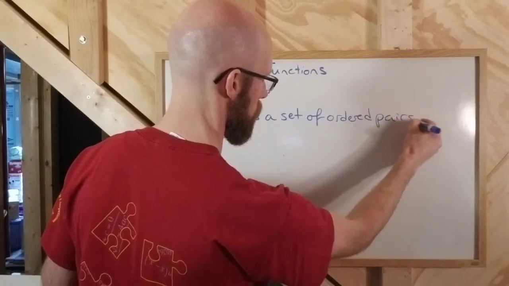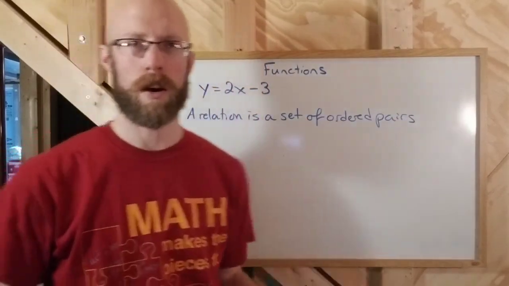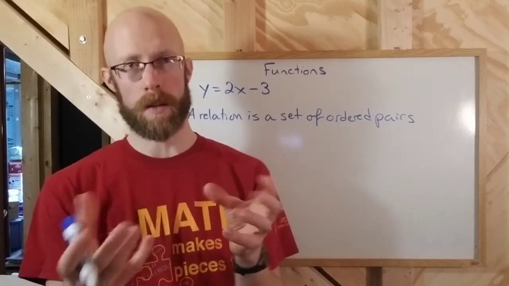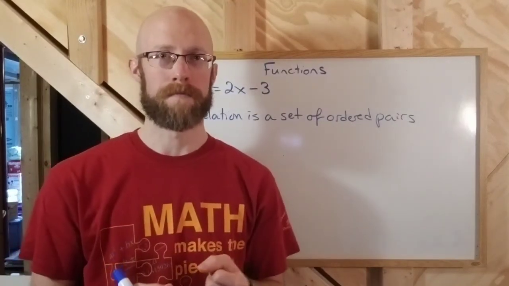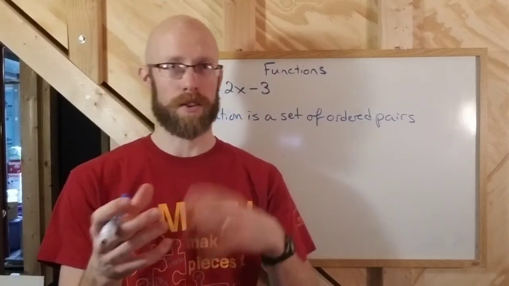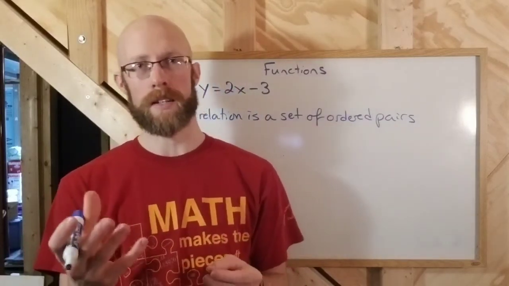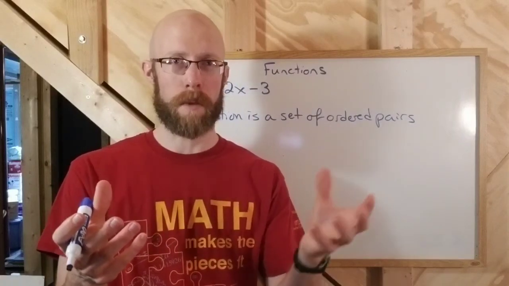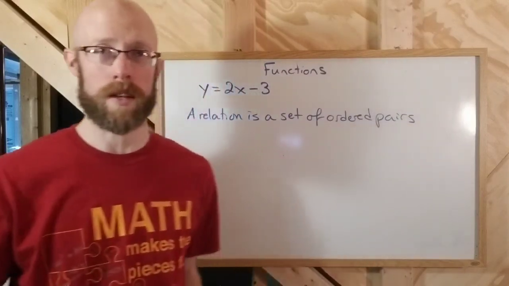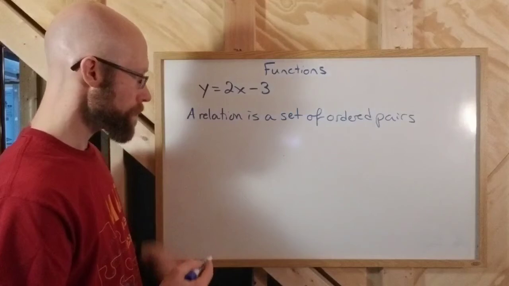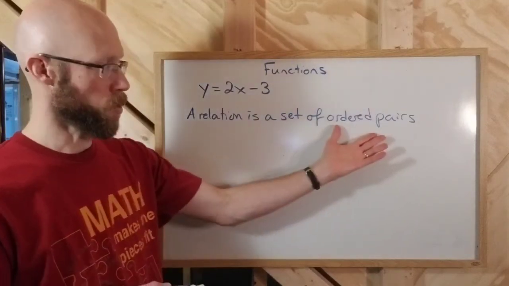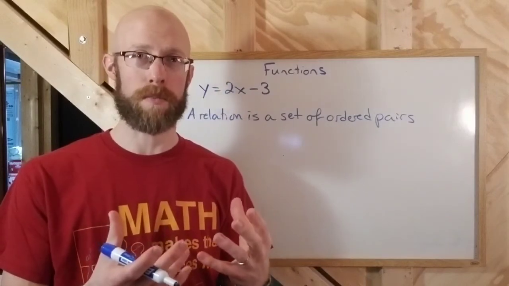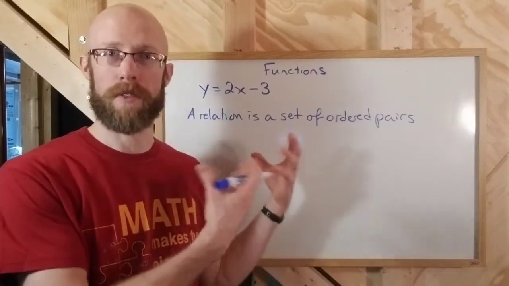Ordered pairs are a pair of numbers that are ordered. There's an input and an output. There's a person and their grade. There's a height and a shoe size. There's an income and a tax amount. Those sorts of things. And so a relation is a set of ordered pairs, all of those ordered pairs that fall into the category.